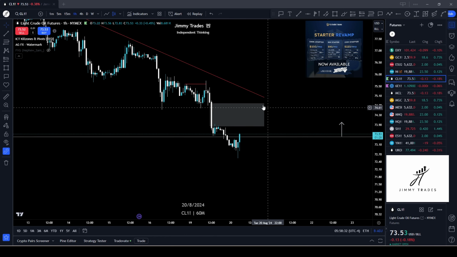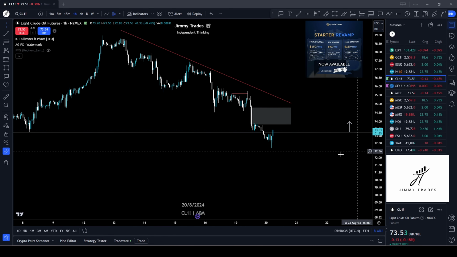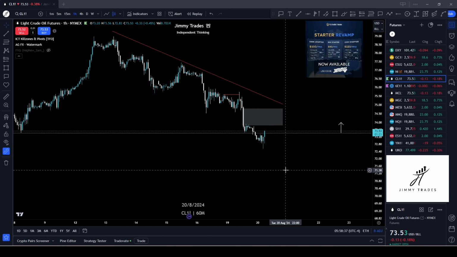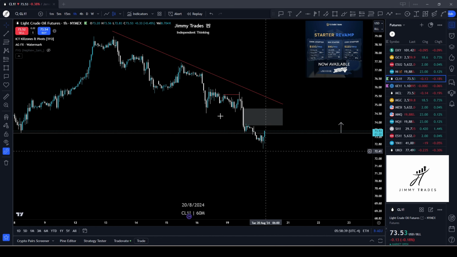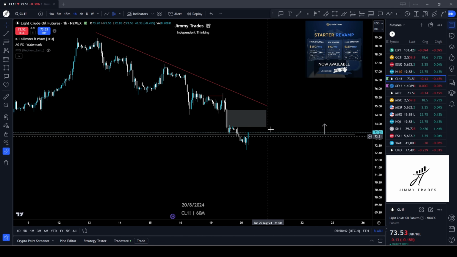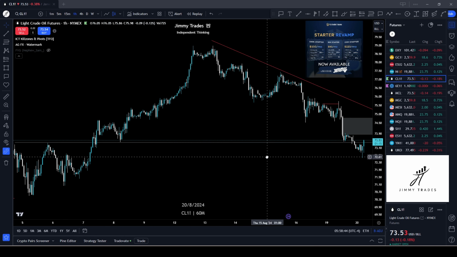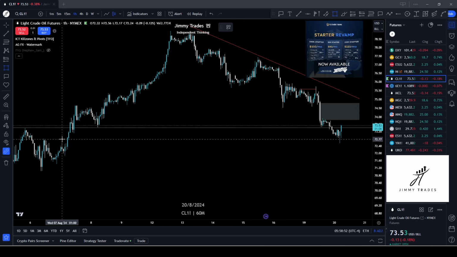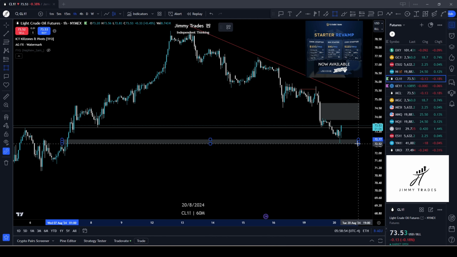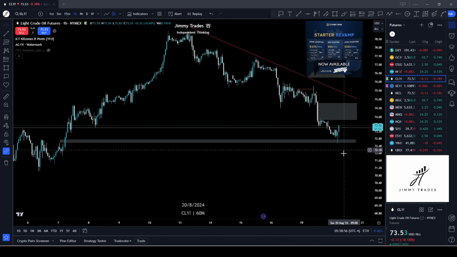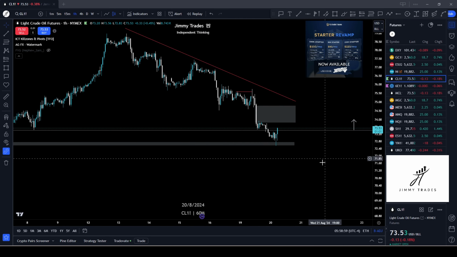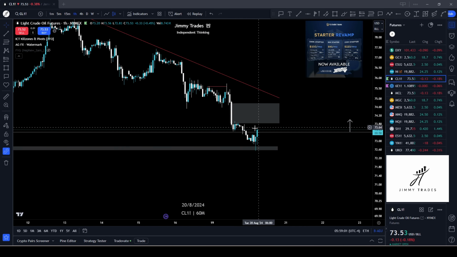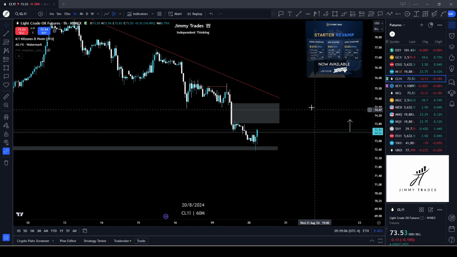So conflicting bias there, because I'm saying that bias is bullish on the daily and we're still bearish on the hourly. You can see price has reacted here to a bullish FVG on the hourly. We'll see how price reacts once it gets up here, if it does in fact reach this level.